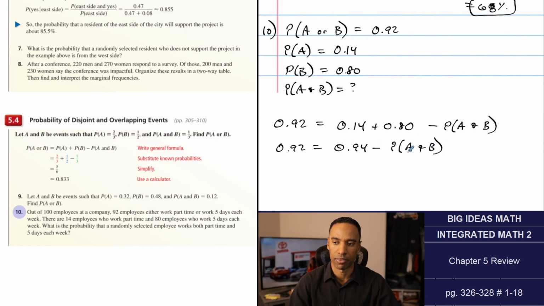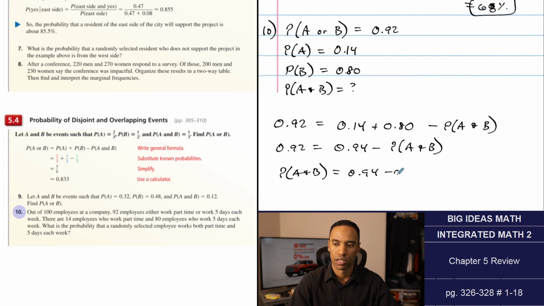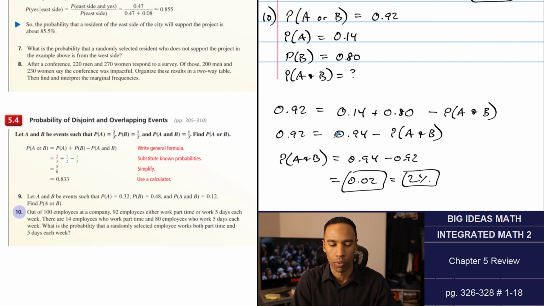Maybe you're figuring it out there. We add probability of A and B to both sides. You subtract 0.92 from both sides, and we get 0.02, which is 2%. 2 out of the 100 work both part-time and 5 days each week.